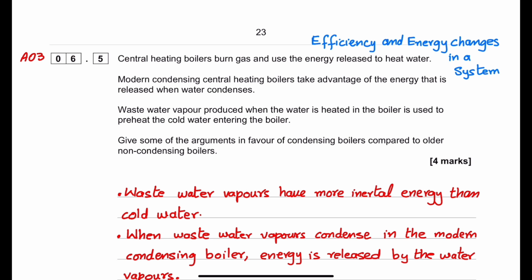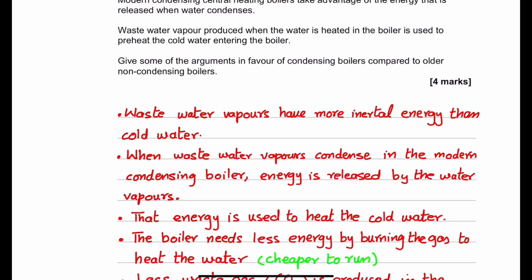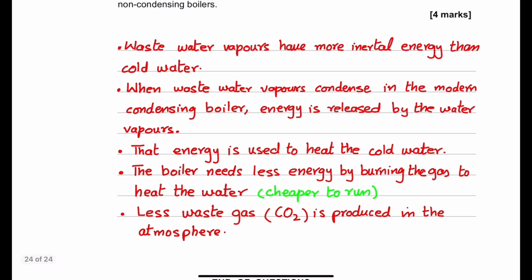This question is actually an AO3 question, and this question is from the topic of efficiency and energy changes in a system. In our model answer, we can see that the waste water vapors have more internal energy than the cold water because they are already in vapor form and they have more kinetic energy and potential energy. When waste water vapors condense in the modern condensing boiler, energy is released as the result of condensation. That energy is used to heat the cold water.